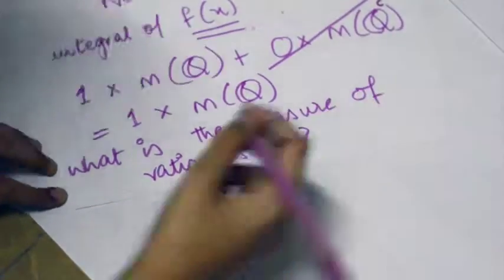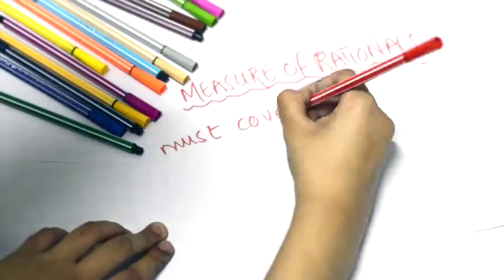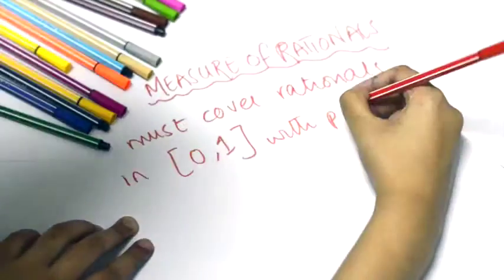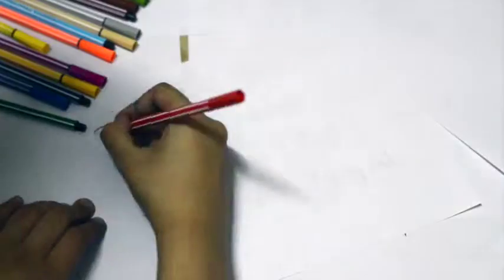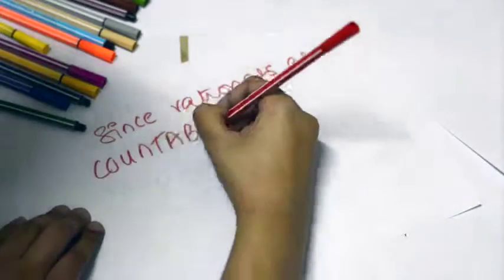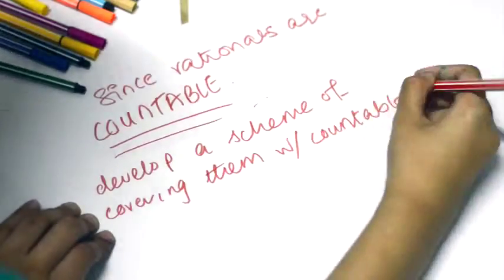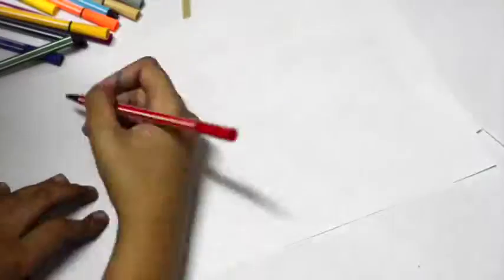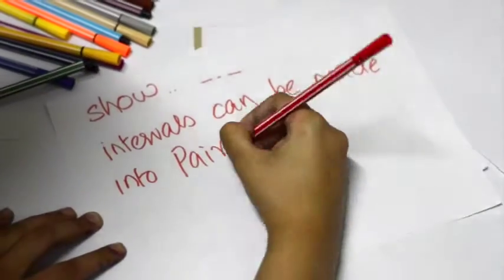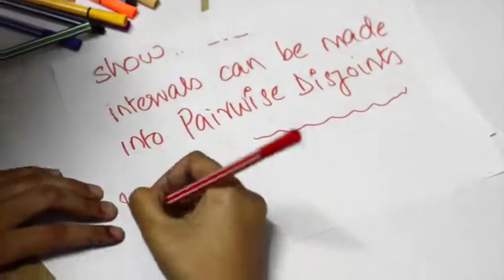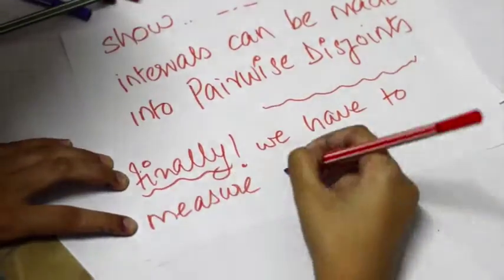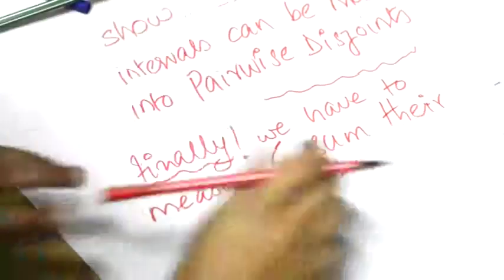What is the measure of rationals? For us to determine measure of rationals, we must cover the rationals in 0, 1 with pairwise disjoint sets. Since the rationals are countable, we can develop a scheme of covering them with countable intervals. All we have to show then is that these intervals can be made into pairwise disjoint sets. And finally, we have to measure and sum their lengths.